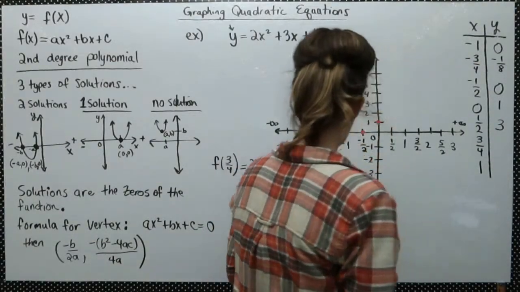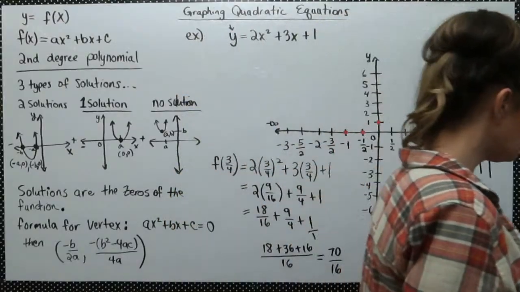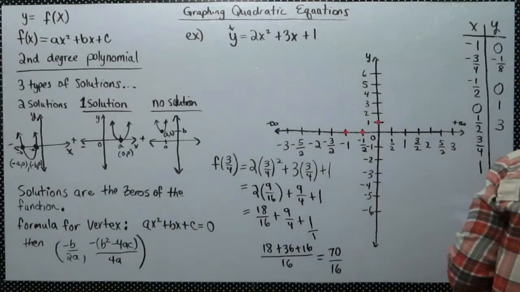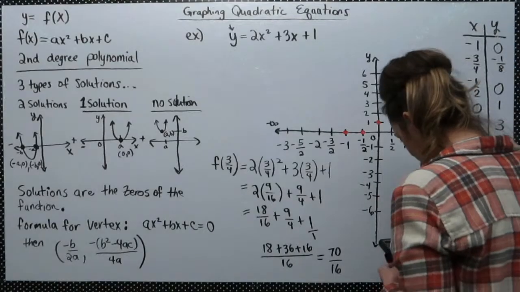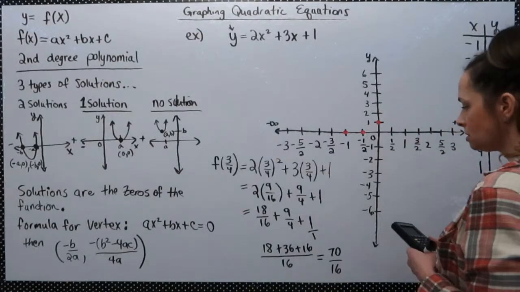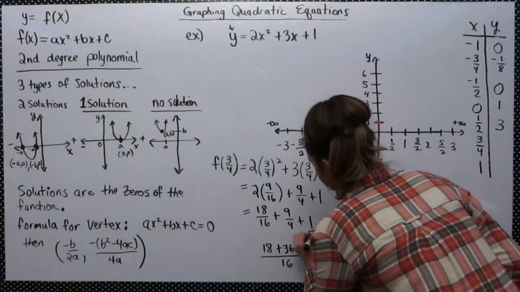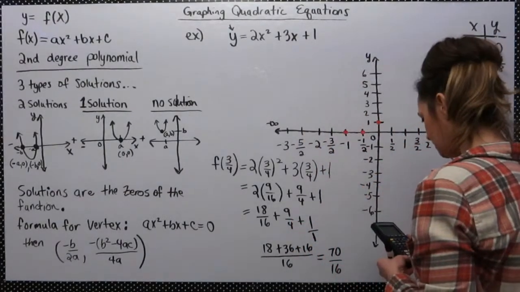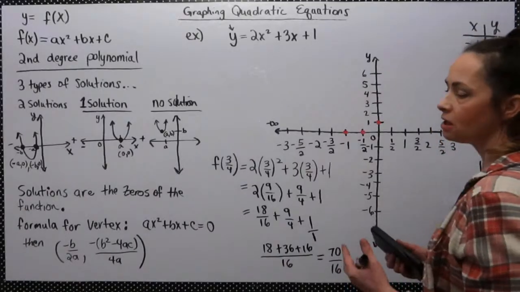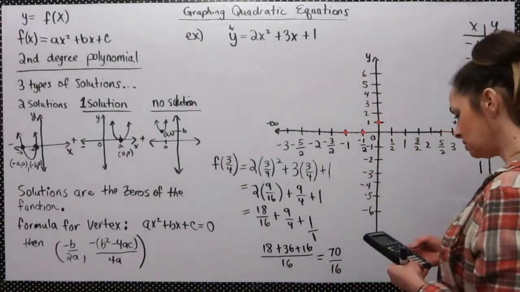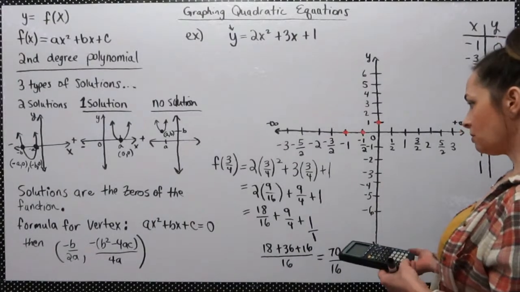So 70 over 16, I better double check in my calculator before I go reducing this thing down. I think it's really important to practice all of the small steps within the context of a much more complicated problem so that you see the relevance of the algebra.